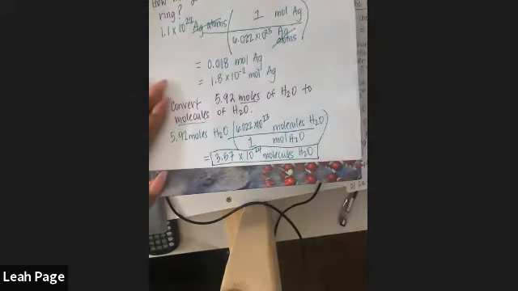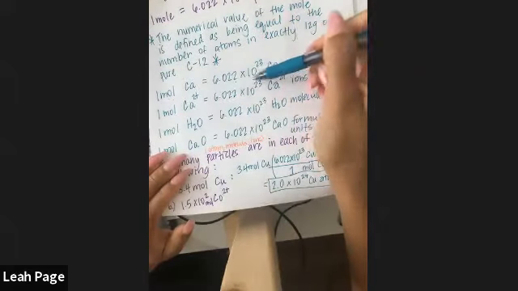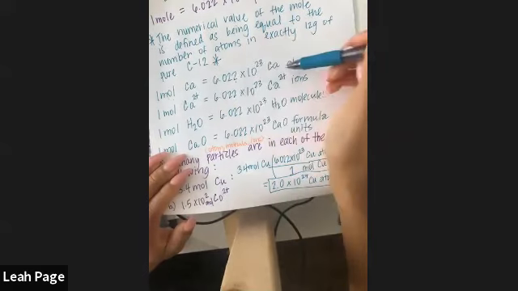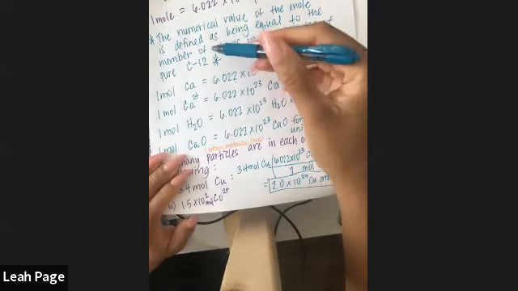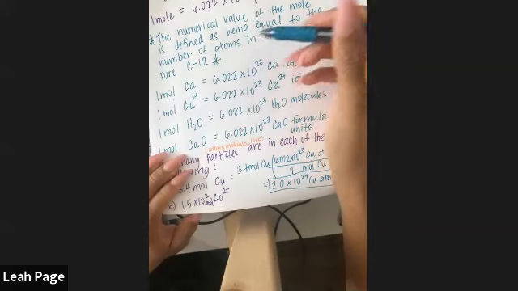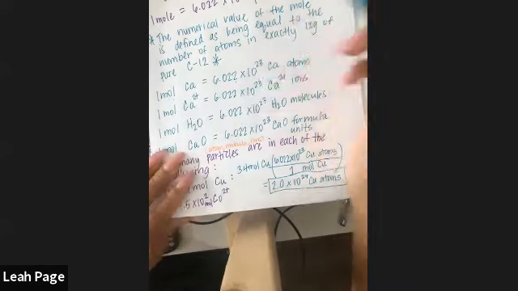So just remember, anytime you want to go back and forth between moles and particles, you just have to use this number, this conversion. 1 mole of anything equals this many atoms, ions, molecules, and formulas. So if it says convert to moles or convert to atoms, you have to use Avogadro's number.